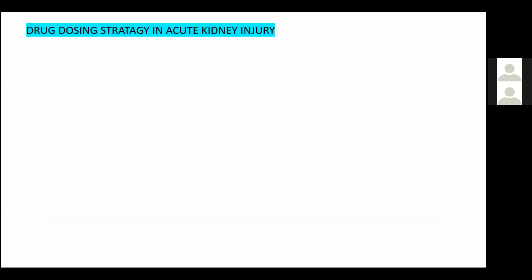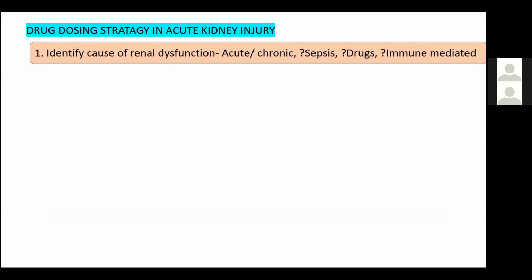decreases. Now, this is the most important slide of the presentation. In this, we discuss the drug dosing strategy or the approach to drug modification in acute kidney injury. First of all, we need to identify the cause of renal dysfunction, whether it is acute or chronic, and what are the factors which have caused the acute kidney injury. It could be sepsis, drug-induced, or immune-mediated. If there is an offending agent like a drug, we should remove that drug.